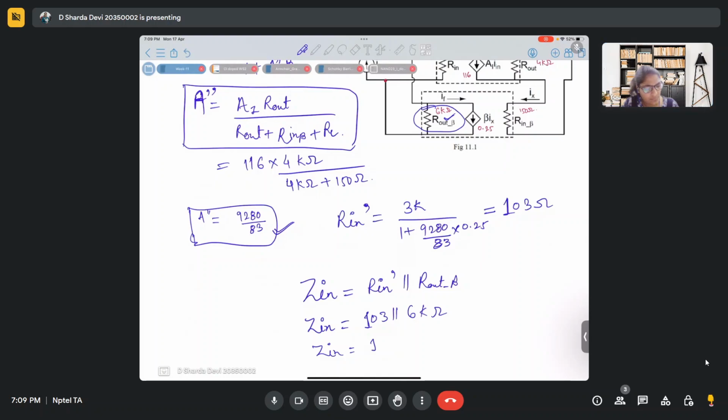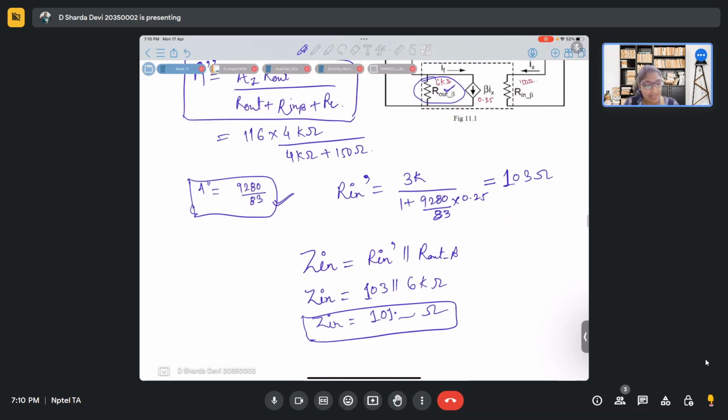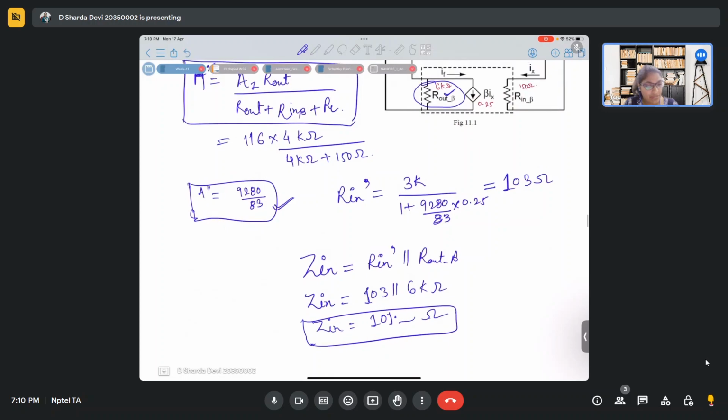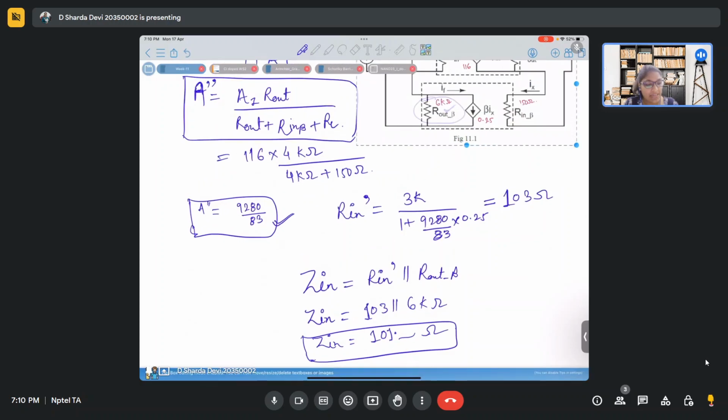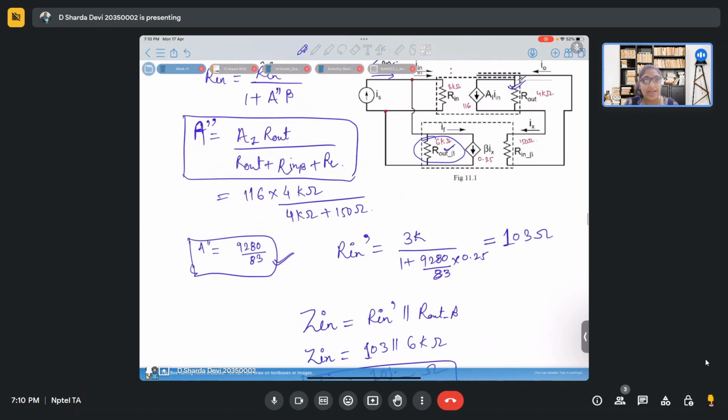101 point something. So it is around 101 point something ohms. Okay, yeah, this is the setting that we are getting. But this is after introduction of R out beta and R in beta. So non-ideal feedback loop.